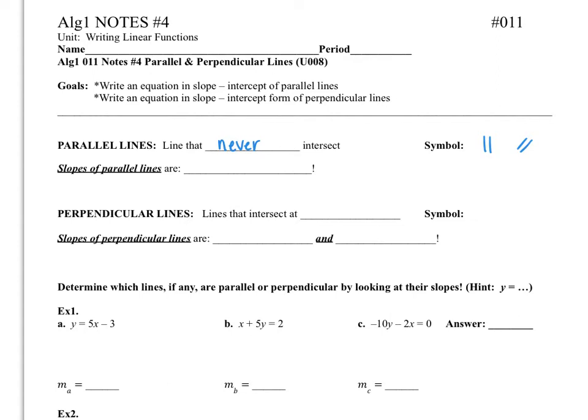Slopes of parallel lines, if you remember from yesterday, are the same. So if the slope of one line is 3 and a line is parallel to it, it will also have a slope of 3.